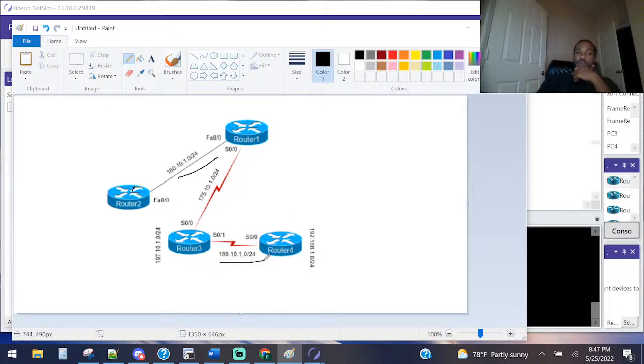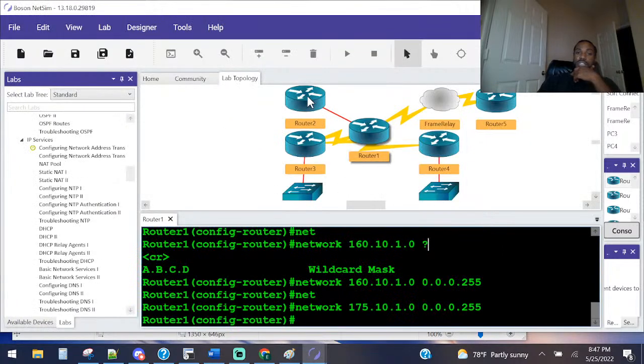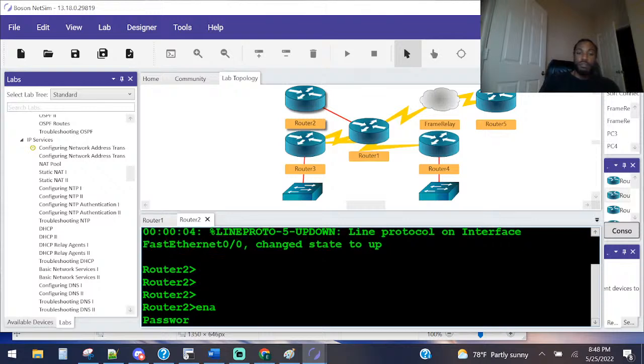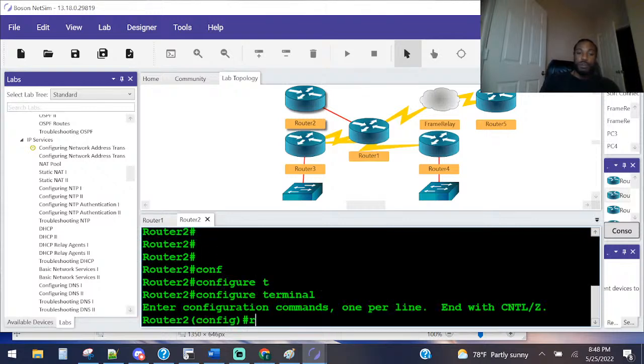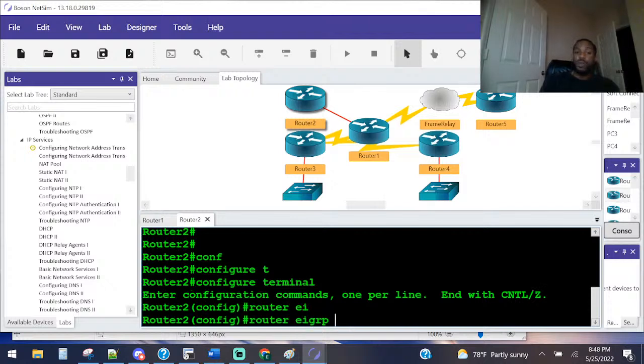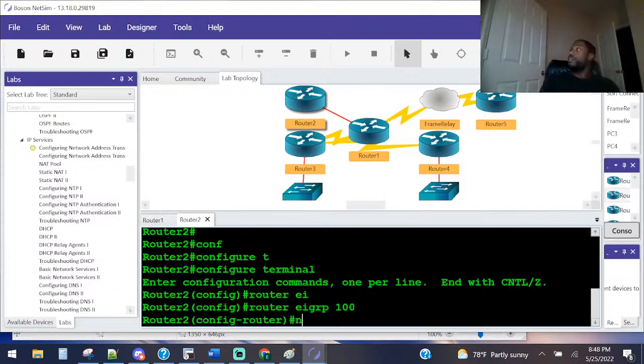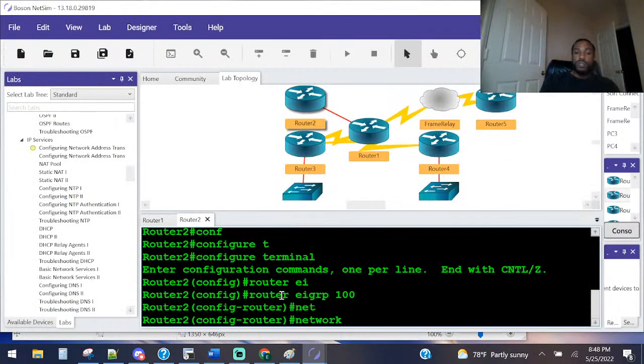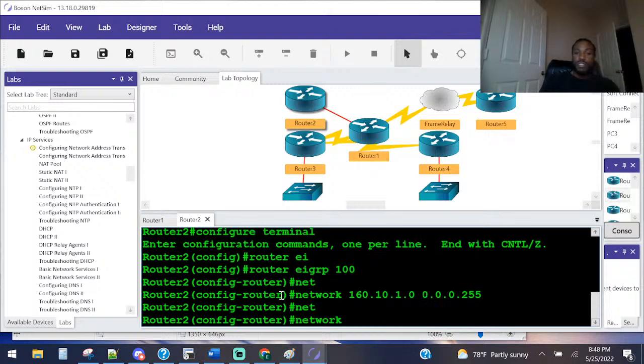But we have these network addresses between router 3 and 4, right? So let's go to router 2 real quick. He's right over here. We'll go to enable mode. Password is probably Cisco. We'll go to global config mode. Router EIGRP number 100. It's the AS number. Network address 160.10.1.0, wildcard mask 0.0.0.255. Network address of the other one is 175.10.1.0.